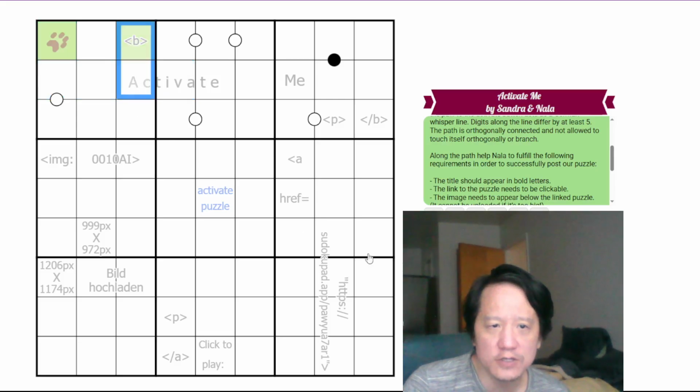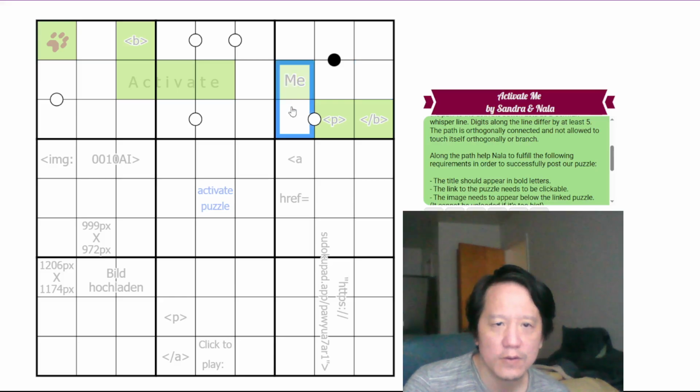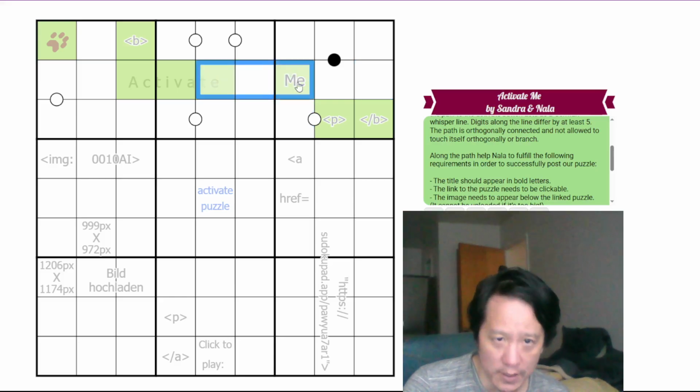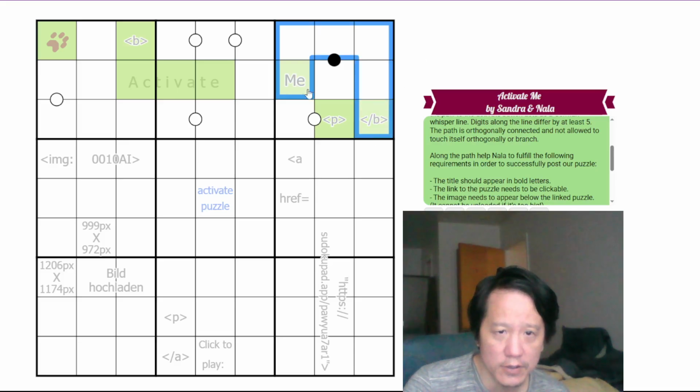So then she has to go immediately to here to bold the title. She needs to get to here, needs to get to the bolding here, and then go to the paragraph. So these are all on the path, and then she has to come. So you activate me. You can't go down, but you can go all the way around here.